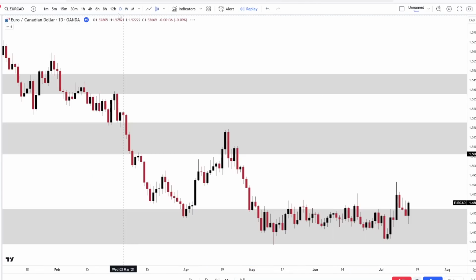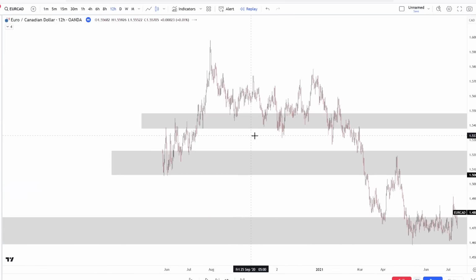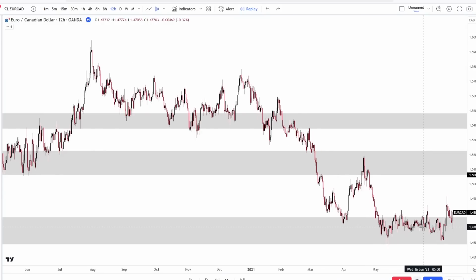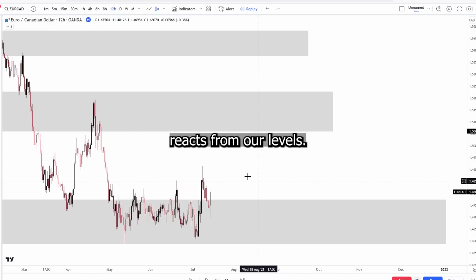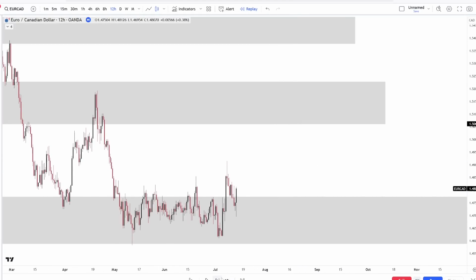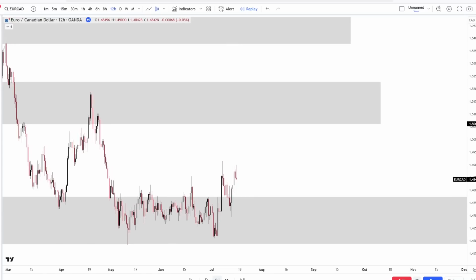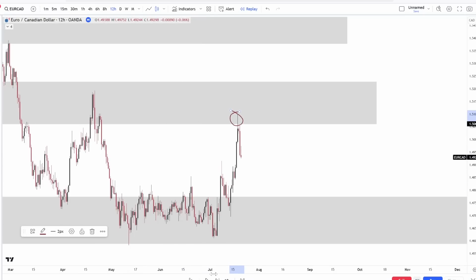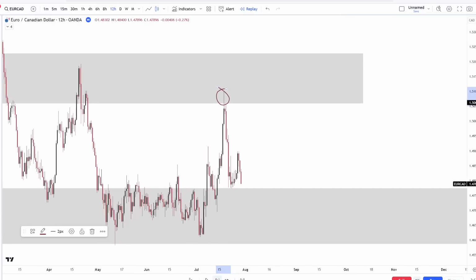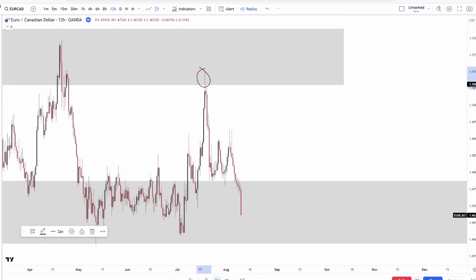So now let's go back on the daily. We can drop to the 12-hour. So let's look at how price reacts from our levels. And we'll cover entries in a second. You just need to understand the basic forensics. So you had your rejection here. Now you have your rejection from this level. So now we have one rejection. And again, this is a game of probabilities. You had your rejection from this level. So that's two rejections.